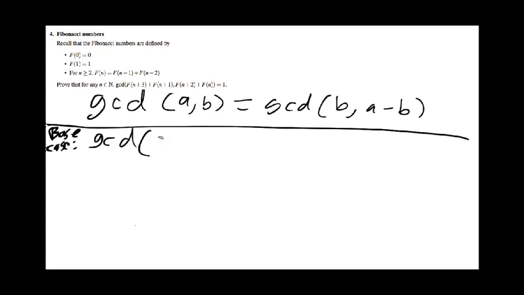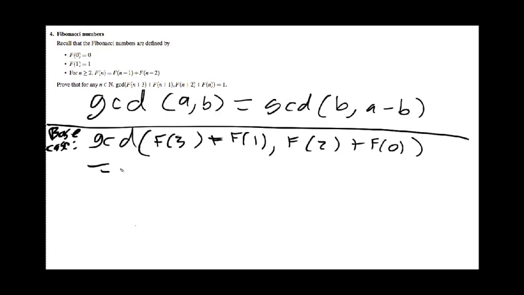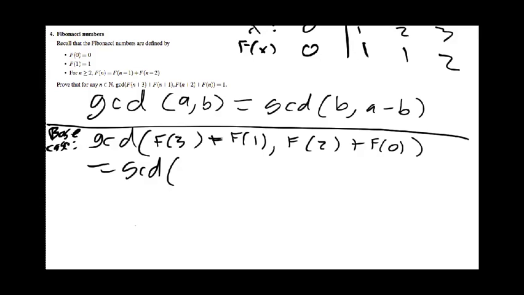GCD of f of 3 plus f of 1, comma, f of 2 plus f of 0. Well, that's the GCD of the third Fibonacci number. Let me figure this out. Okay, x, f of x, 0, 1, 2, 3. All right, 0, 1, 1, 2. Great. Third Fibonacci number here is 2.